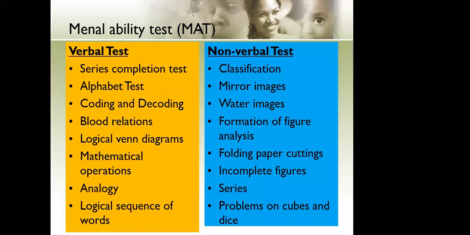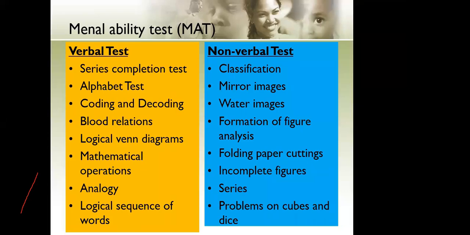The next one is mathematical operations. Mathematical operations means simple mathematical expressions, calculations, and simplifications. Analogy means different kinds of areas. For example, mathematics is one branch of science. Then another one will be given. There are two kinds of words, and you will give the relation between them. And the next one is a logical sequence of words. So you are going to write the answers about this verbal test.